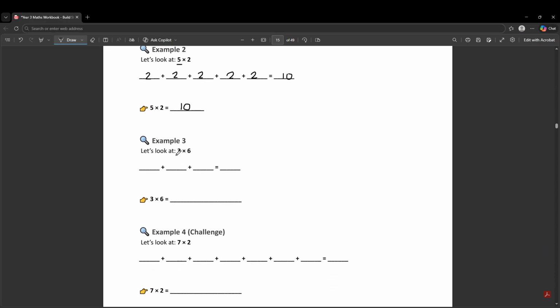Let's have a look at the next example. 3 multiplied by 6, so that's going to be 3 groups, each containing 6. So 6 plus 6 plus 6 is going to give us 18.